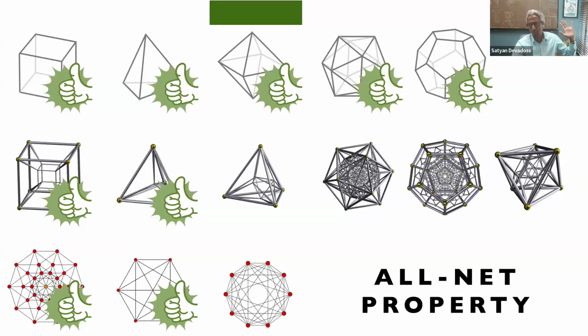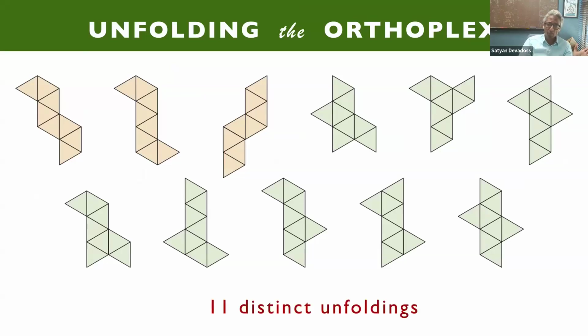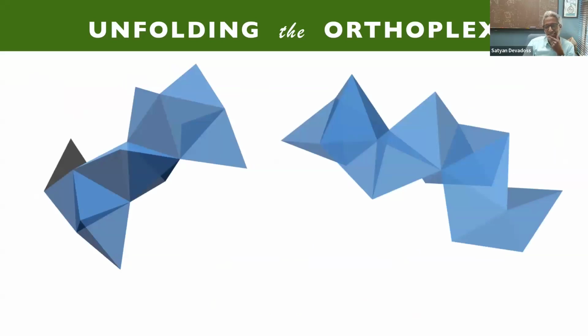So let's take a look at the octahedron. So here's the unfolding of the orthoplex. That's the octahedron of n dimensions, the dual to the n-cube. And there are 11 of them. Does anyone have a guess as to the number of unfoldings of the 4D orthoplex, the 4D octahedron?